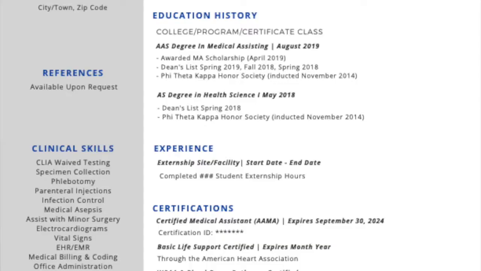Next up, you want to include your education history. This does not have to include high school. I literally only included my college education, and with this you want to do most recent degree to the least recent degree, and if you don't have multiple degrees, just simply put the one degree you do have. I graduated with my health science degree in 2018, which is why it is on the bottom, and then I graduated with my medical assisting degree in 2019.